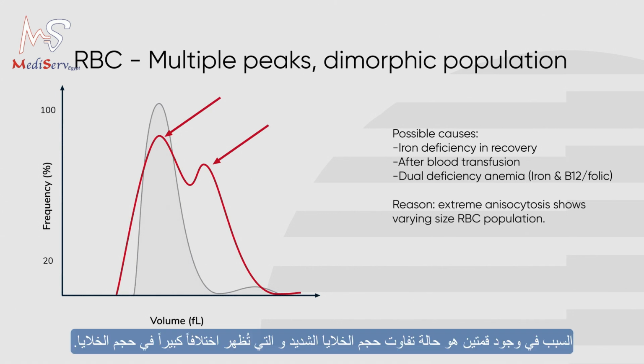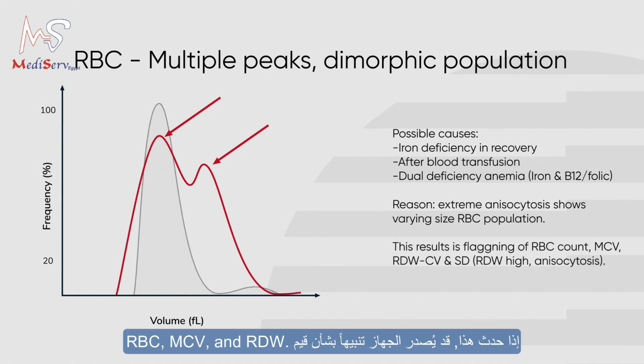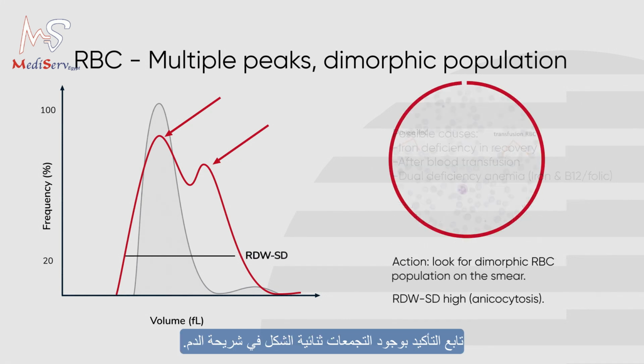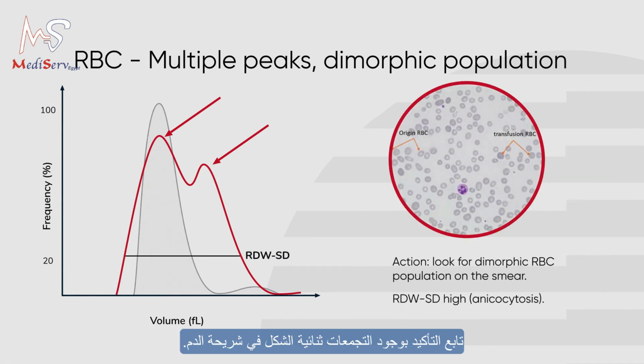The reason for the two peaks is extreme anisocytosis, showing varying size in the red blood cell population. If this occurs, the instrument may show flagging of RBC, MCV, and RDW. Proceed to confirm the dimorphic populations in smear.